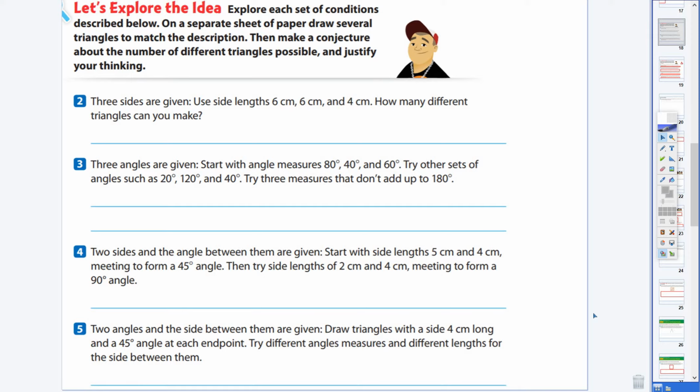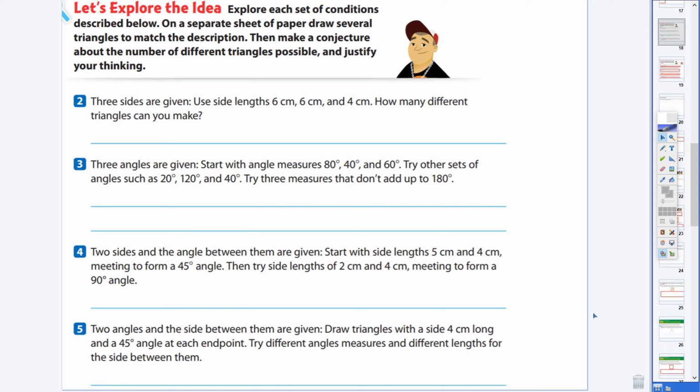Problem 4. 2 sides and the angle between them are given. Start with side lengths 5 centimeters and 4 centimeters, meeting to form a 45-degree angle. Then try side lengths of 2 centimeters and 4 centimeters, meeting to form a 90-degree angle.